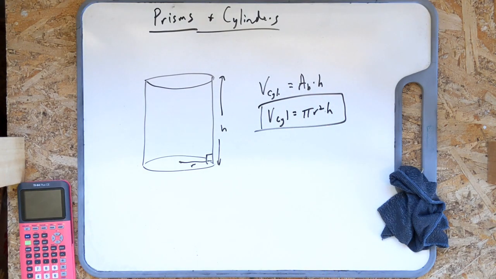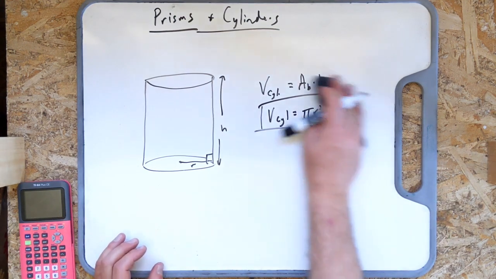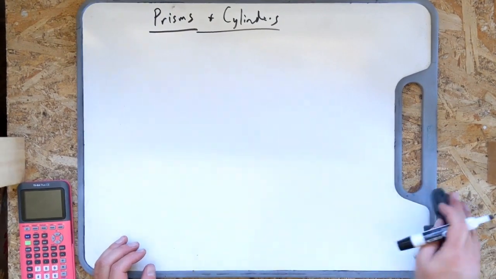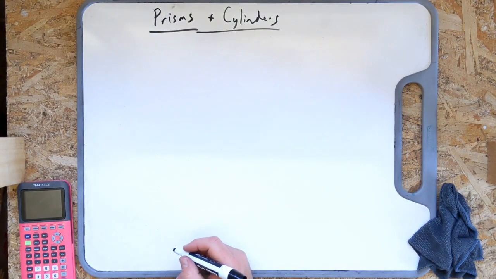However, you don't really have to remember that, you just have to remember area of base times height, because the circle is just the area of the base. Okay, before going on to the next section, I'm going to give you a couple examples. Let's start with a square prism.